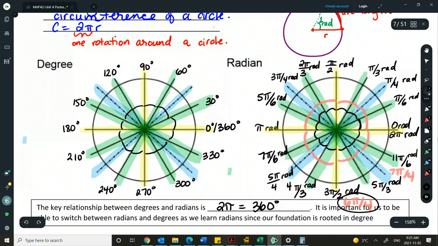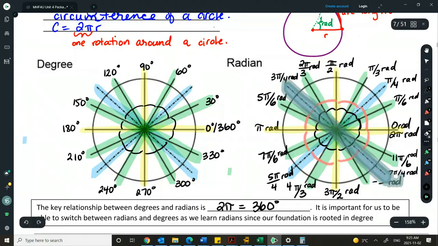6 pi over 4 should reduce to this, which it does, so that's good. So we can just erase that one. We don't need it. Can we reduce 7 pi over 4? I don't think so, so that one can stay. 7 pi over 4. And then, of course, the final one is 8 pi over 4. I didn't write it, but we know that that reduces to 2 pi. And I'm just going to move this one over a little bit here.